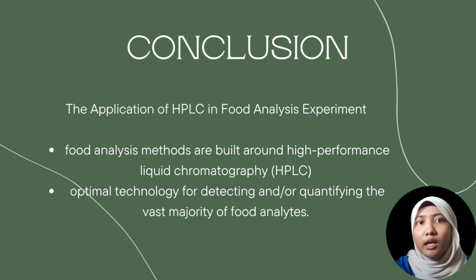Food analysis methods are built around high-performance liquid chromatography, HPLC, which has proven to be an optimal technology for detecting and quantifying the vast majority of food analytes. This method employs a stepwise approach that first removes the sample matrix, then isolates the analytes of interest and individually resolves them on a chromatographic column.